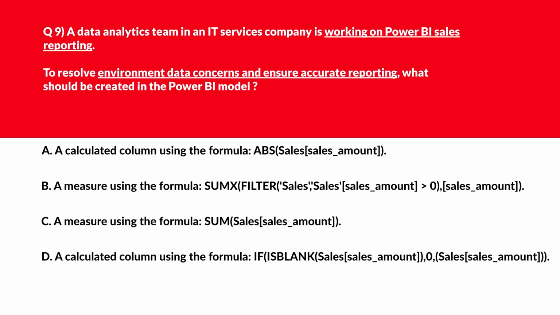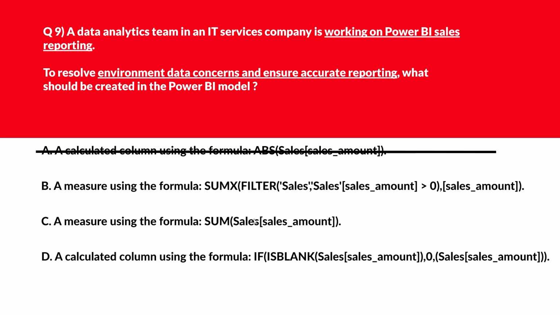Let's now look at this question. So we need to resolve invalid data concerns and ensure accurate reporting. Option A, ABS only changes negative values to positive, not solving the reporting concern. Incorrect. Now option B, SUMX with FILTER ensures only positive sales amount values are aggregated, addressing the data issue.